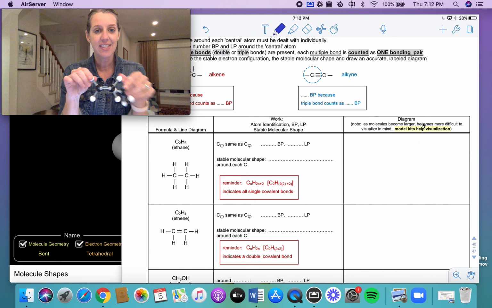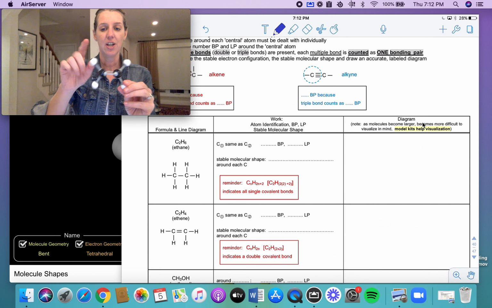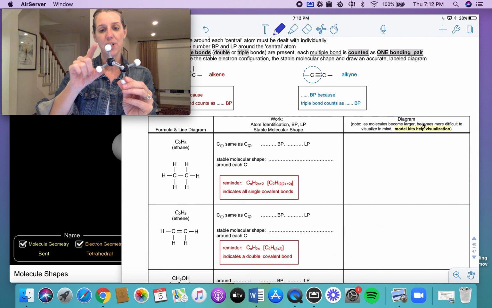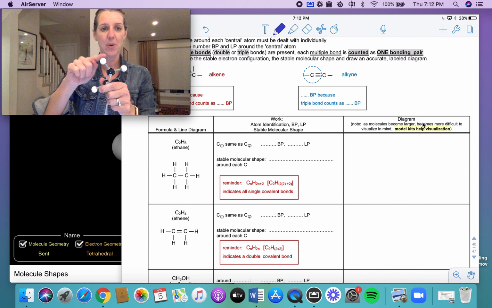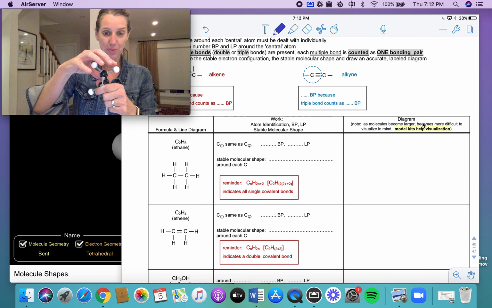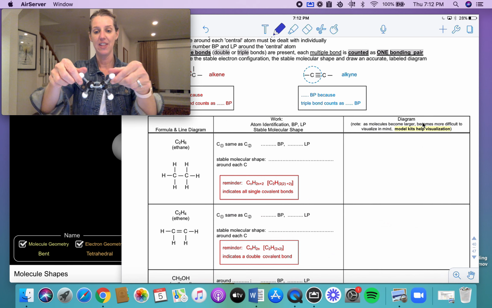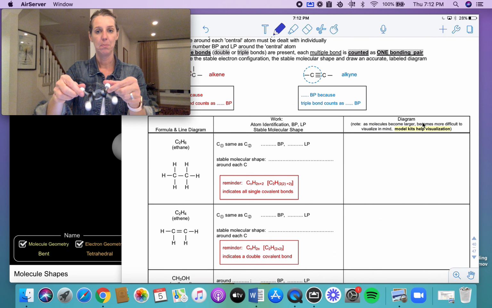So then I can see, if I hold it up, 1, 2, 3 things around here. What's the shape around this one with 3 things? It's going to be trigonal planar. What's the shape around this one? 1, 2, 3 things. It's trigonal planar. So you've got trigonal planar over here, trigonal planar over here, and look at that molecule. It's on the same plane.